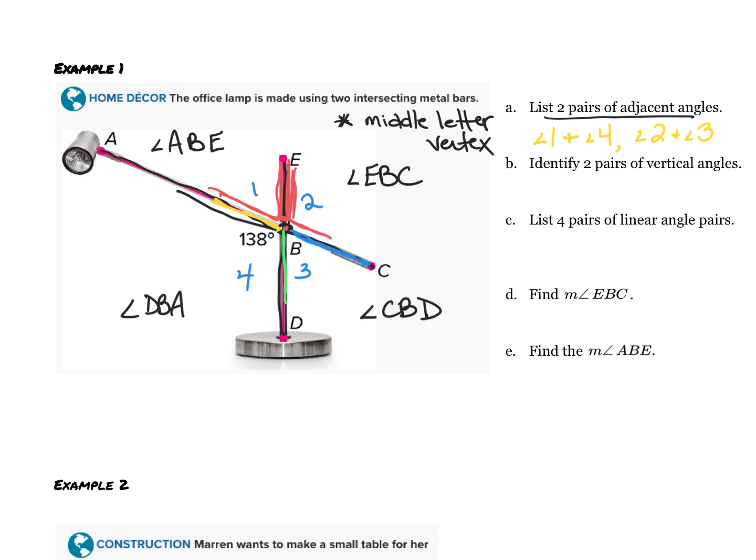Okay, so the vertical angles. So remember, where the adjacent angles are next to each other, the vertical angles are opposite one another. They don't share a side. So that's going to be angles 1 and angle 3. So 1 and 3, those are vertical, as well as angles 2 and angle 4.